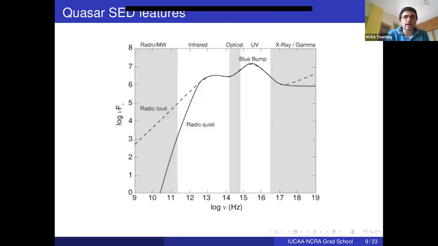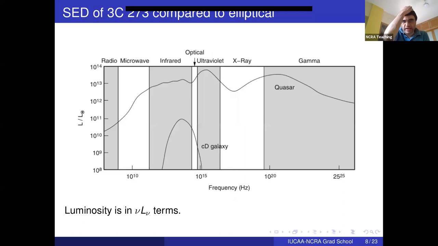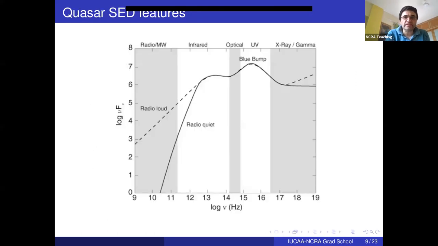Okay, so if you look at the spectral energy distribution of the quasar, we've represented that here with the blue bump. And what is the blue bump? The blue bump is caused by extremely strong UV and optical emission that is coming from the hottest parts of the accretion disk close to the event horizon of the supermassive black hole.